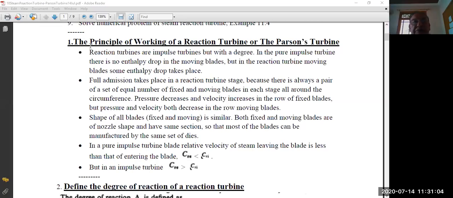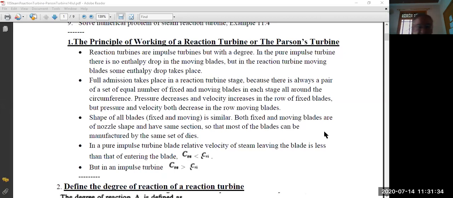Now, full admission takes place in a reaction turbine stage because there is always a pair, a set of equal number of fixed and moving blades in each stage all around the circumference. Pressure decreases and velocity increases in the row of fixed blades, but pressure and velocity both decrease in the row of moving blades. Now, the shape of the blade, fixed and moving, is similar. Both fixed and moving blades.